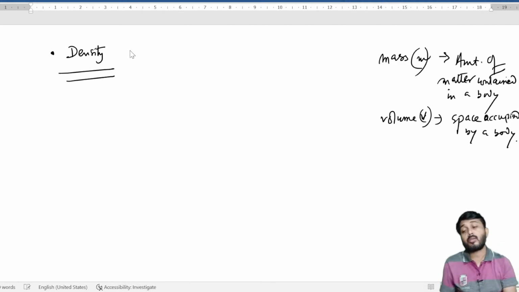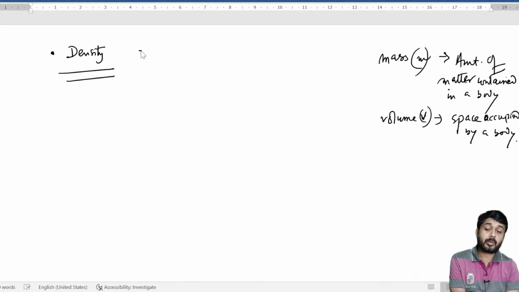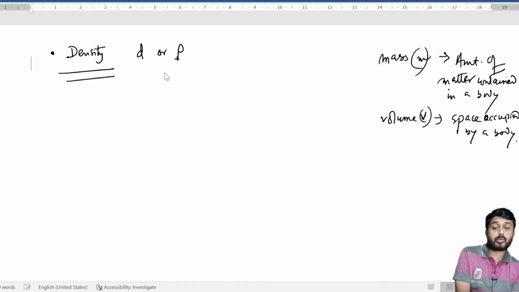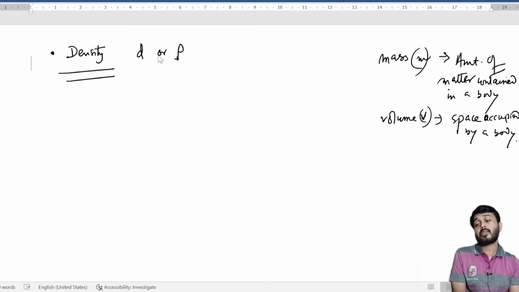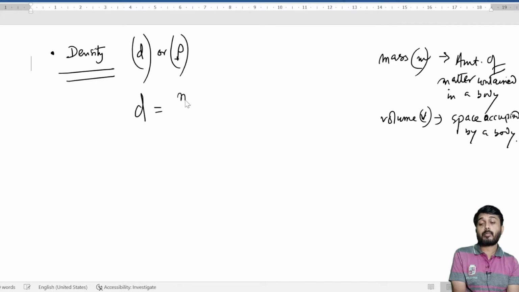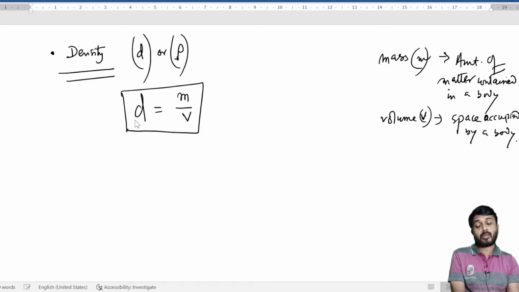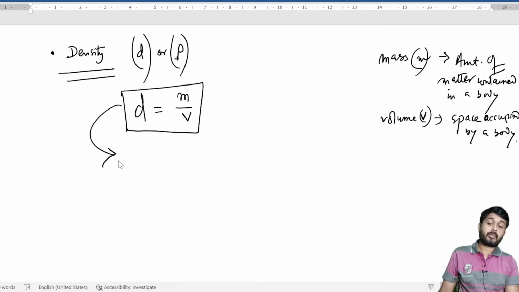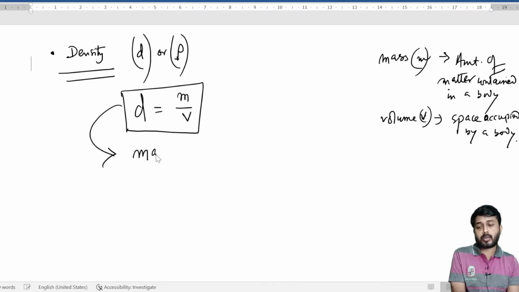Now come to the definition of density. This is denoted by D or rho. D or rho, these two are the symbols by which we denote this physical quantity, that is density. Here we are making use of the symbol D. D is equal to m by v. Density is equal to mass by volume. Yes, that is the formula for density, and that is defined as mass per unit volume. You can easily understand by having a look at the formula. Mass per unit volume of a substance is called its density.